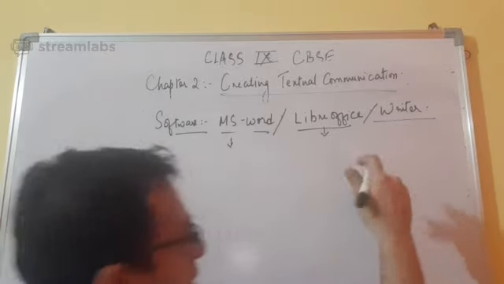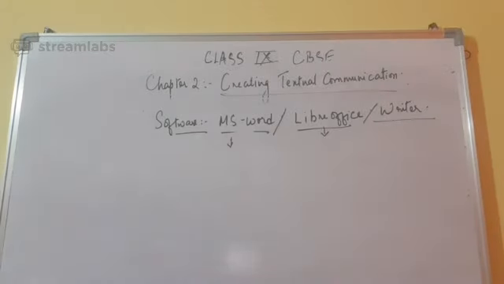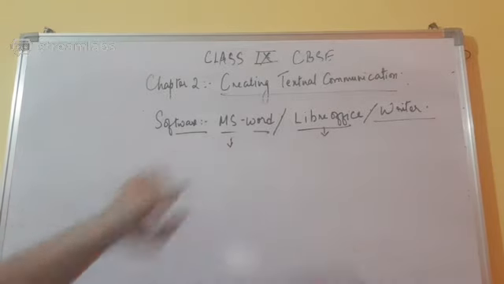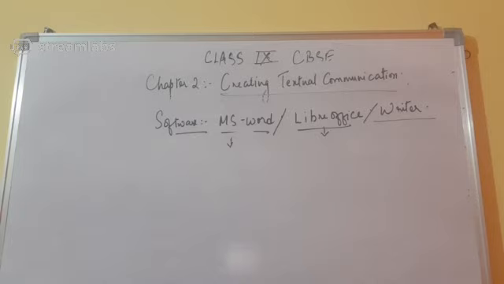So if somebody has a Mac operating system, in that case he needs to use open office software. In that open office, he'll be getting that particular writer. Just like in your Microsoft Office, you get one component as Microsoft Word. So now we'll be talking about Microsoft Word only.